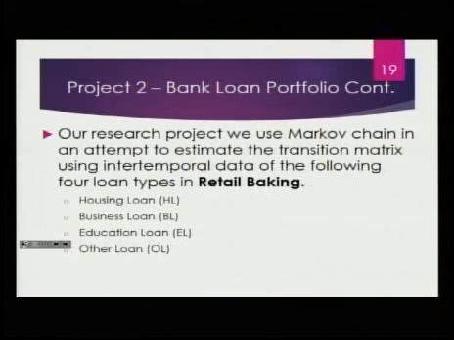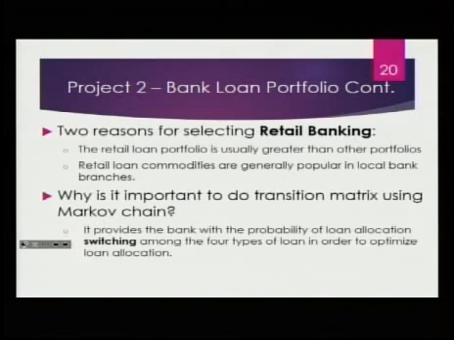So our research was about calculating the transition matrix in retail banking. Retail banking, as I mentioned previously, has housing loans, business loans, education loans, and other loans. So why did we pick retail banking? First, retail banking normally has a greater portfolio compared to other loan portfolios. Second, the commodities in the loan are generally more popular in local banks.